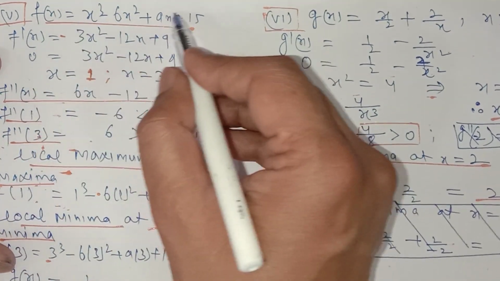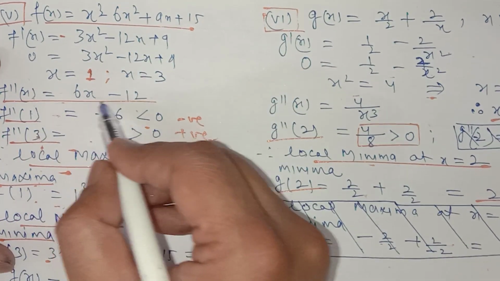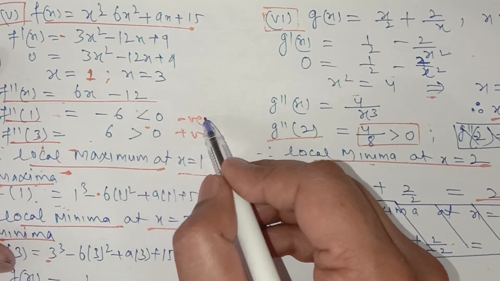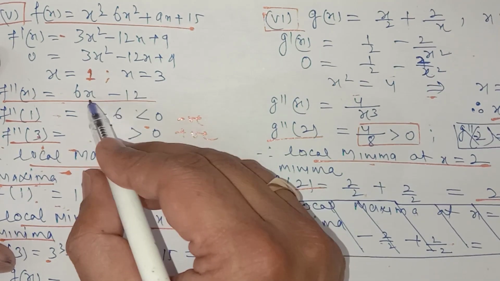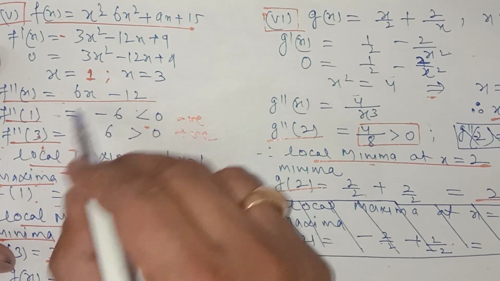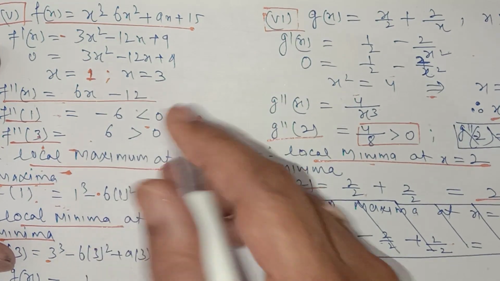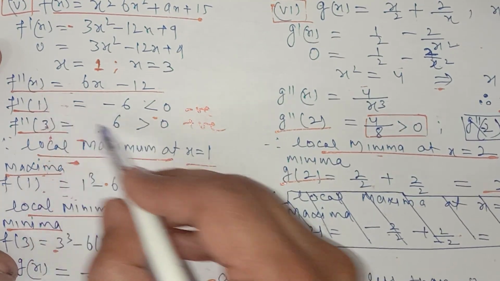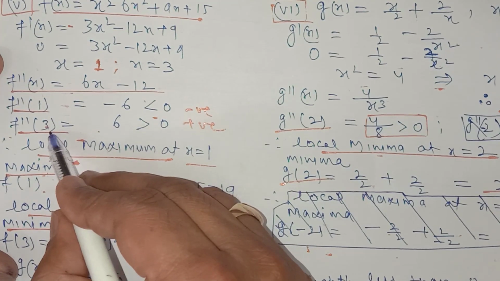Find its second derivative, which is coming out to be 6x minus 12. Replace the value of x by 1 in the second derivative, which is coming out to be negative, and replace x equal to 3 in the second derivative, and the value of the second derivative is coming out to be positive. So we have local maxima at x equal to 1 and local minima at x equal to 3.